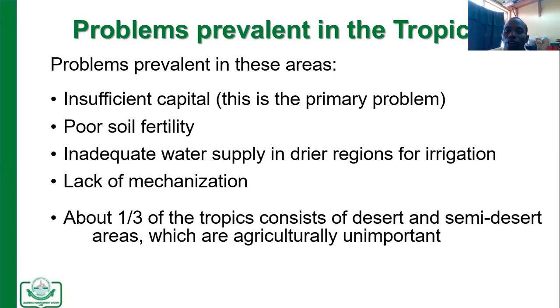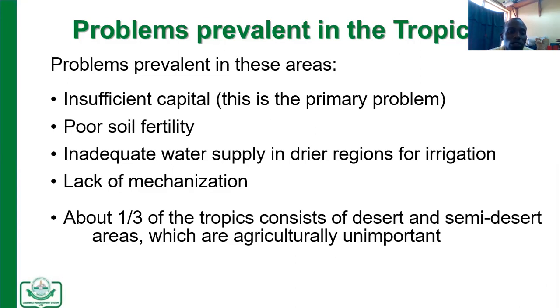Inadequate water supply in dry regions for irrigation. For instance, in the savanna that we have said, there is inadequate water supply. And also because of low capital for irrigation, you discover that water supply will not be adequate. Likewise, lack of mechanization is also one of the problems in the tropics. If you look around this area, most especially in Nigeria, you discover that mechanization is not on the high side. It has not really been adopted. Few farms in Nigeria are mechanized.